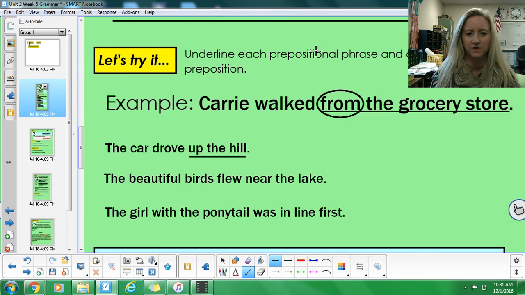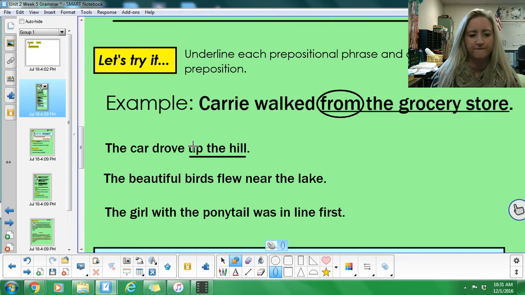And it says in my directions, underline the prepositional phrase, circle the preposition. The preposition is going to be your first word that starts your prepositional phrase. Up, from, around. So when you do the first page in your packet, you'll be doing the same thing.